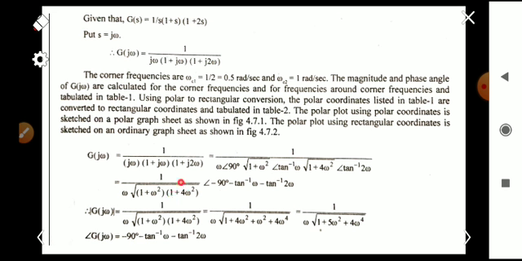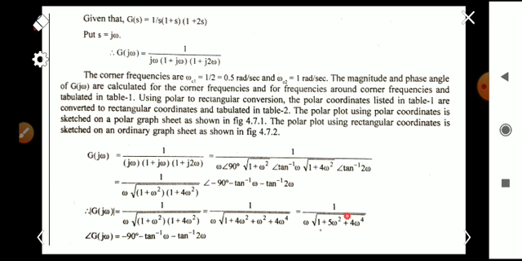Okay, this is the magnitude. If you expand the magnitude, that is mod G of j omega, by opening the brackets in the root square and solving the terms, we get 1 by omega into root of 1 plus 5 omega square plus 4 omega raised to 4.